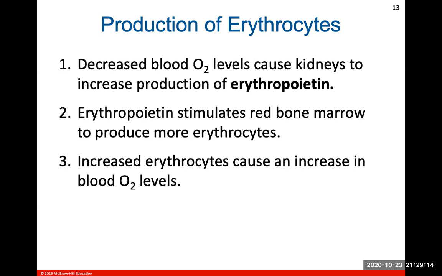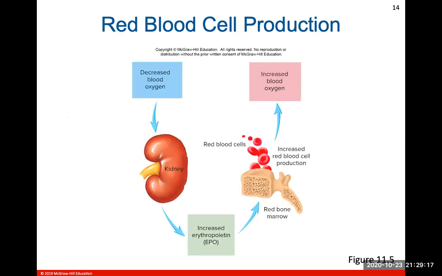increase blood oxygen levels. So here's a look at red blood cell production and how decreased blood oxygen will tell your kidneys to increase erythropoiesis, which will increase red blood cell activity from your red bone marrow, and that will in turn increase oxygen.